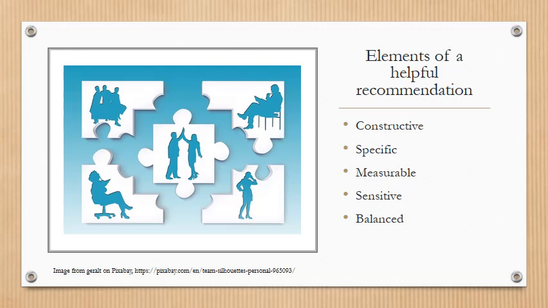So all sorts of ways that as a teaching professional you'll give feedback. And the helpful recommendation is a way that you can give that feedback, and it has 5 specific components. It's constructive, specific, measurable, sensitive, and balanced. We're going to talk about each of these in turn. As I was writing this, I thought, you know what, I wrote an email earlier today that had many of the elements of a helpful recommendation, but some were missing. So we're going to look at the actual text of that email and talk about how it met or didn't meet the elements of a helpful recommendation.